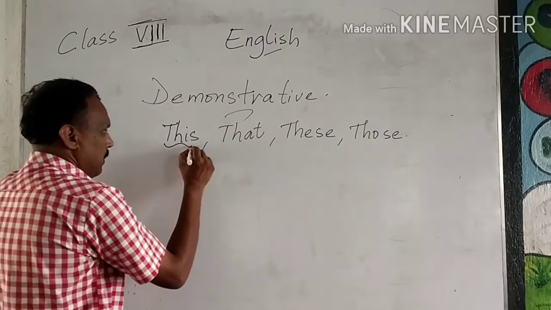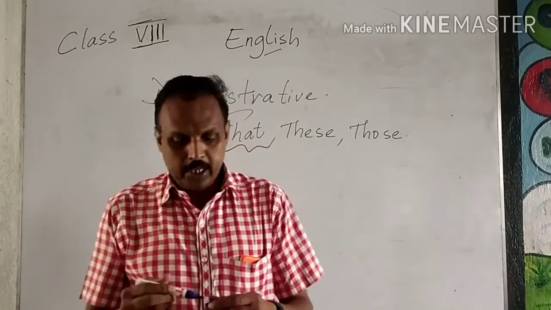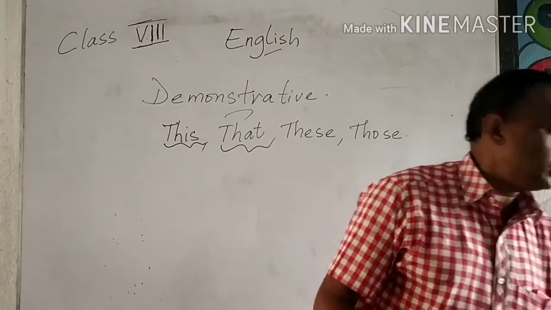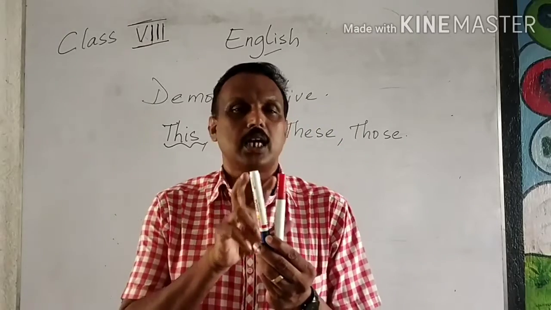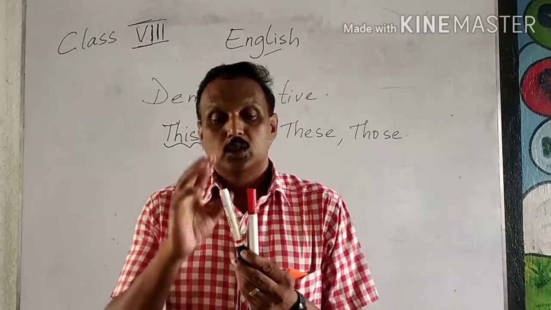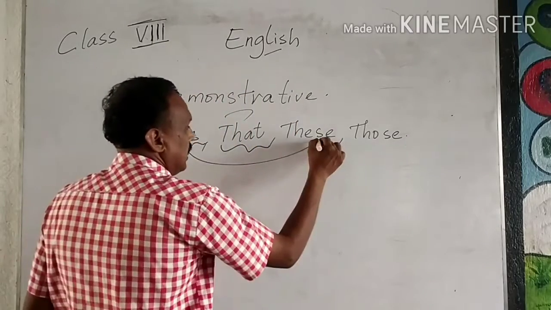If it is singular and nearby, we use this, otherwise we use that. In the same way, if I have two or three pens with me, now I have two pens, so it is plural. So we cannot ask, what is this? We have to use these. The plural of this is these.